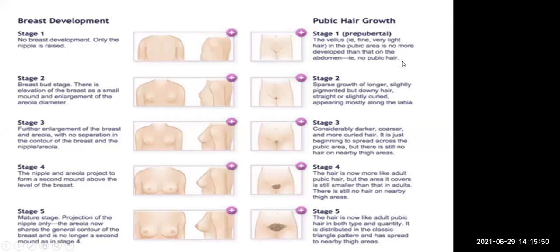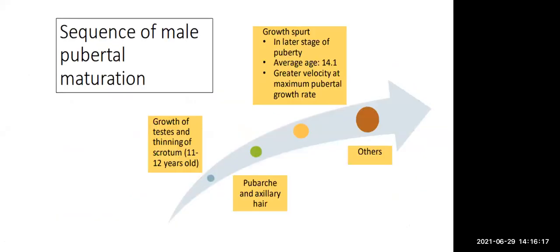For pubic hair growth, first stage, there is fine, very light hair in the pubic area. Stage 2, sparse growth of longer, pigmented hair, and then thirdly, darker and coarser, and 4, more like an adult but not widespread. For stage 5, the hair is now like adult pubic hair in both type and quantity, distributed in a classic triangle pattern, and has spread to the nearby thigh area. It resembles the male figures after this.